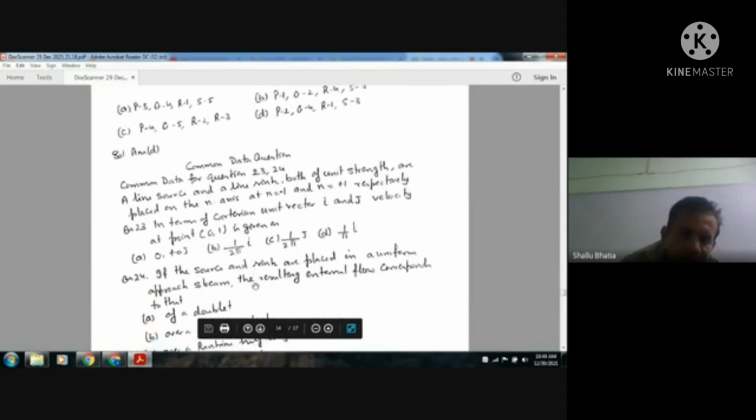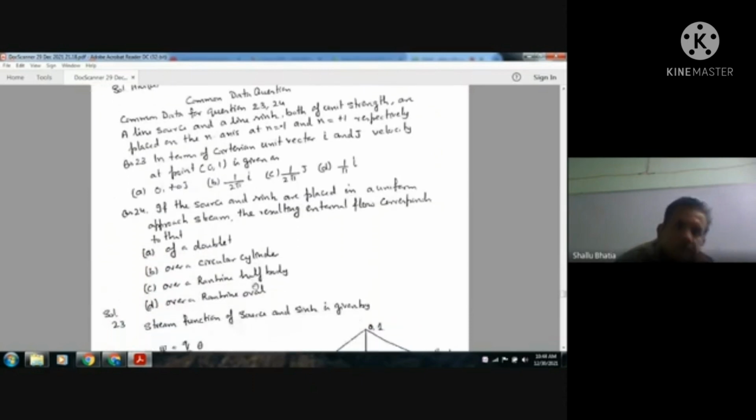Okay. Next, common data question. Common data for questions 23 and 24. A line source and a line sink, both of unit strength, are placed on the x-axis at x equal to -1 and x equal to +1 respectively. In terms of Cartesian unit vectors i and j, the velocity at point 0, 1 is given as option A 0 i plus 0 j, B 1 by 2 pi i, C 1 by 2 pi j, D 1 by pi i.